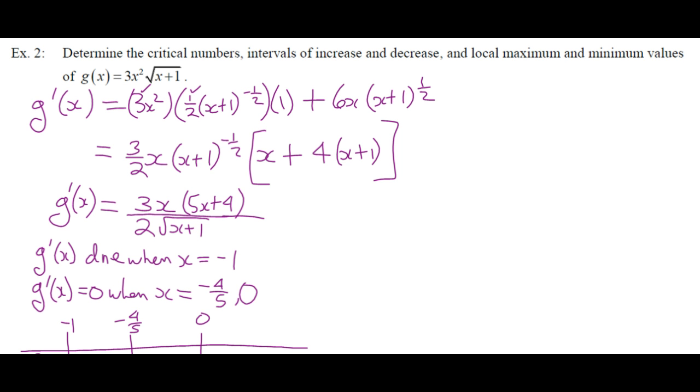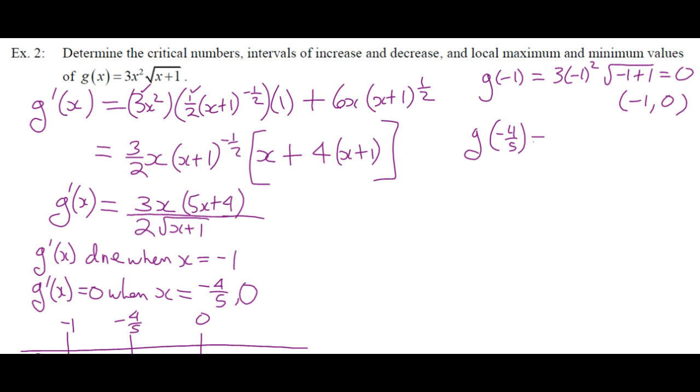Okay, so now we need some values. So we need g of -1, because that's an extreme, right? So remember on the interval, the local max and local minimum, well, really on the interval, I guess it would be an absolute max or min possible, right, on an edge. It couldn't be a local. Okay, but we want to graph this. Okay, so that's just 0. So we've got the point -1, 0. We need g of -4/5.